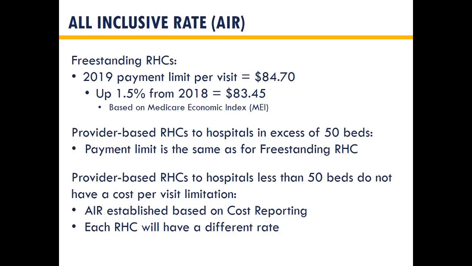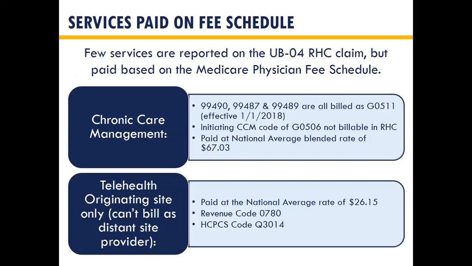There's no limiting amount of the AIR assigned to a provider-based RHC when associated with a hospital of less than 50 beds. In this instance, because the AIR is based on a cost reporting of expenses, provider-based clinics will have a different rate by location of operation. So if you operate more than one provider-based RHC, you can expect a different AIR rate at each of them.